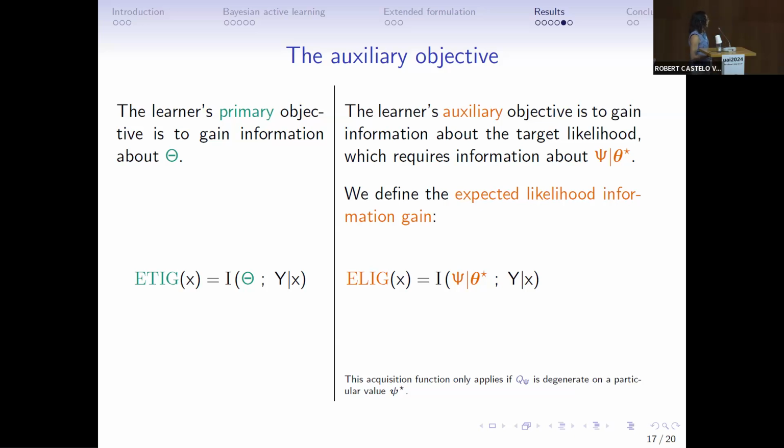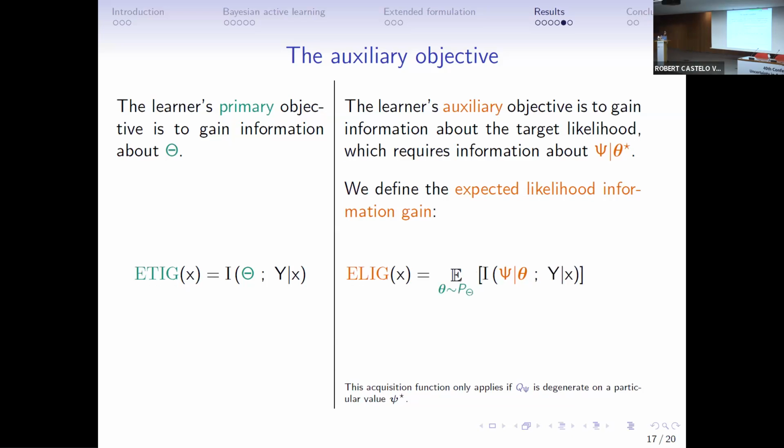So to represent this objective, we define an analogous information theoretic acquisition function, the expected likelihood information gain. Here you have the mutual information between this distribution of nuisance parameters conditioned on theta star and the data distribution. Of course, in practice, the learner doesn't know the value of theta star, so they can take an expectation with respect to their prior.